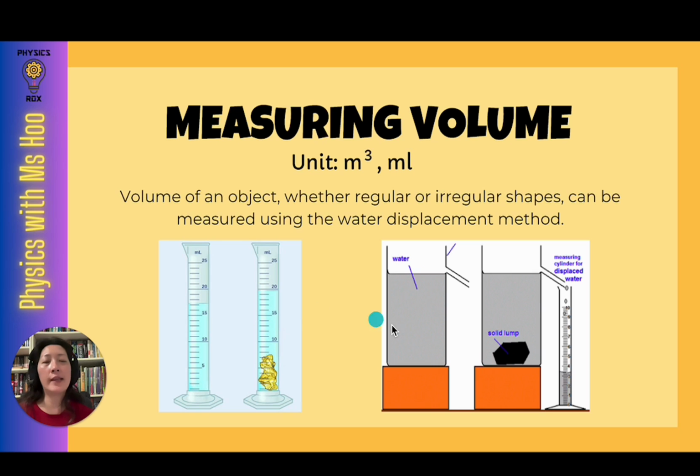So both of these methods are exactly the same. Both are using the water displacement method. The only difference is that for this one, we just need to take the difference between the two volumes. And for this one, we actually force the water to flow out and we measure the volume of that water that has spilled out. So that's how we can measure volume.